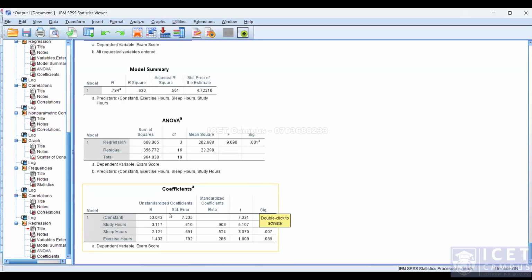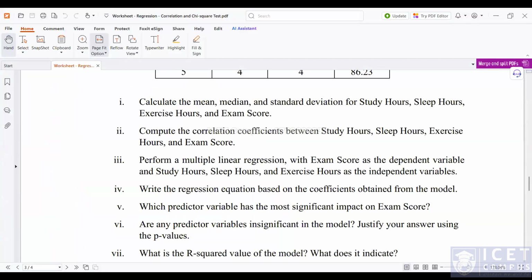The coefficients are given here, so this is actually what we need. So the question is given: write the equation based on the coefficients obtained. Yeah, we can write the equation of the regression line, right? We can write the equation actually.